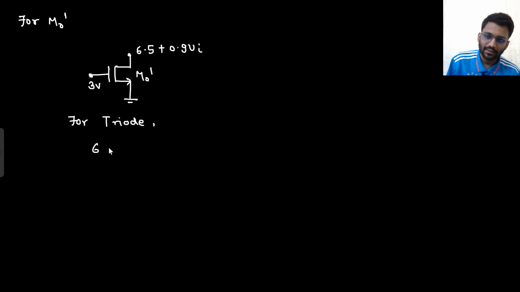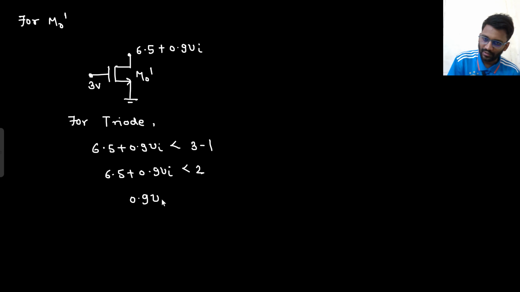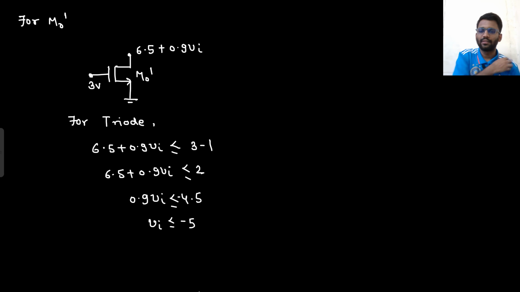Your VDS should be less than VGS minus VT. So 6.5 minus 0.9 V in should be less than 2. So 0.9 V in should be less than 4.5, less than or equal to. So V in should be, the minus sign will be here. So V in should be less than or equal to minus 5 volt.